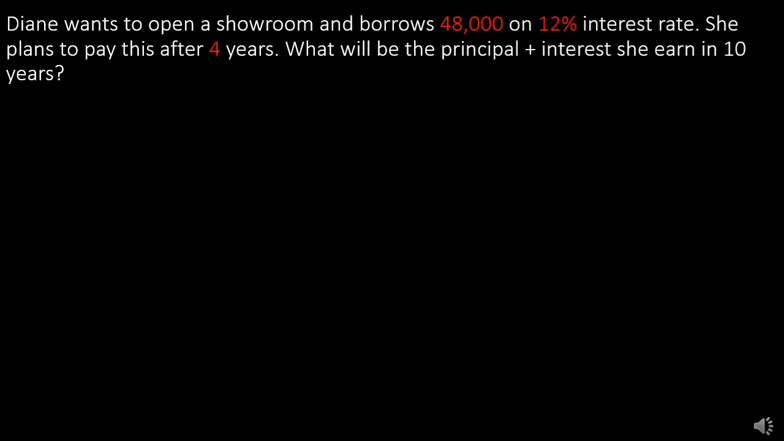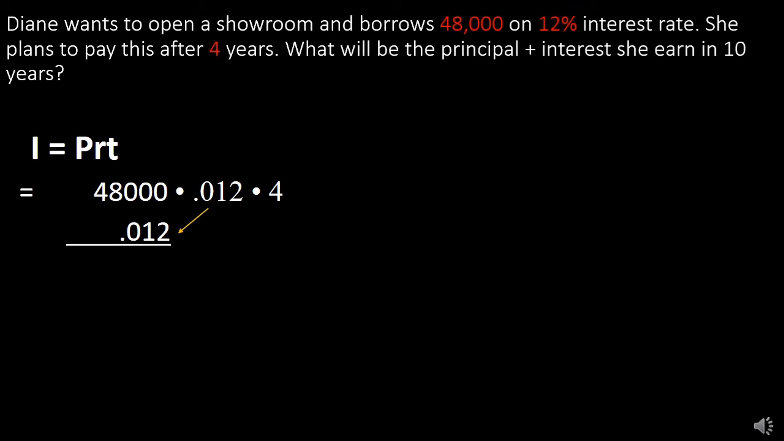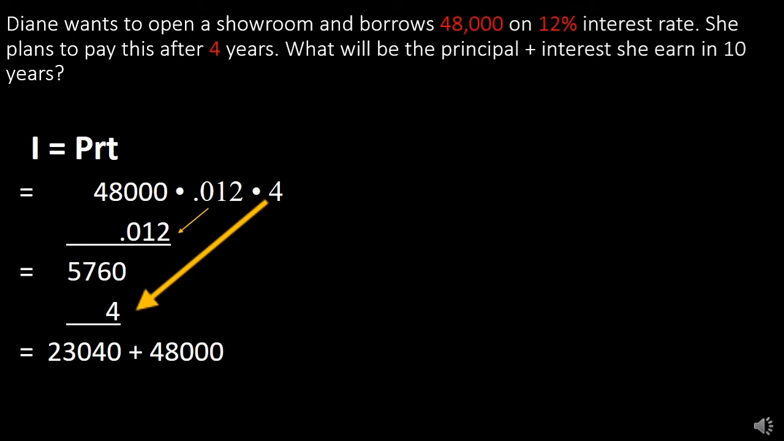What will be the principal plus interest earned in 4 years? The principal is 48,000 and the rate is 12%, and the time is 4. So 48,000 times the rate, which is 12%, will give us 5,760, times the time, so that will give us 23,040, plus the principal. So the answer is 71,040 pesos.